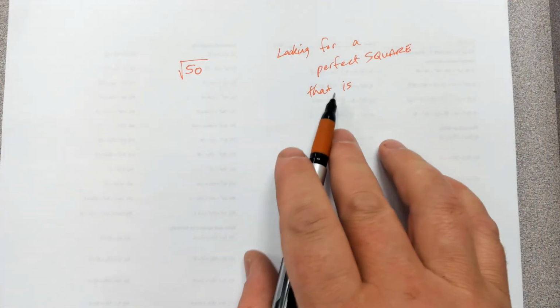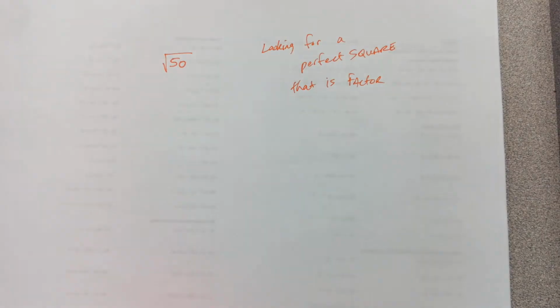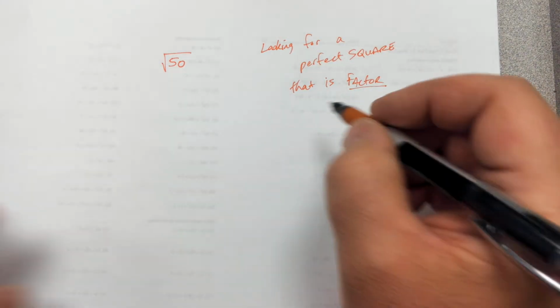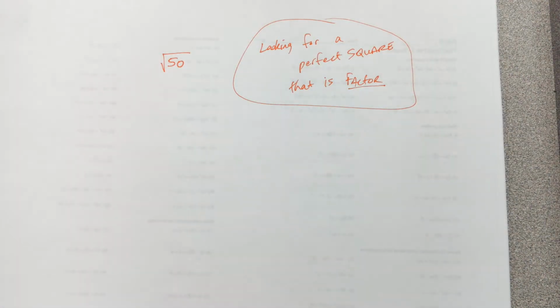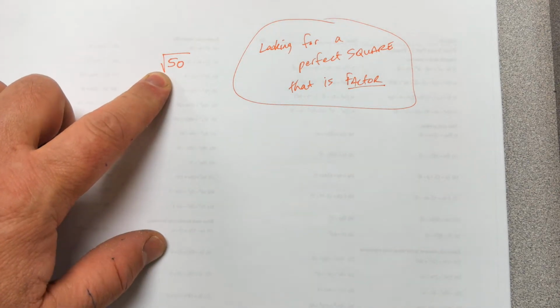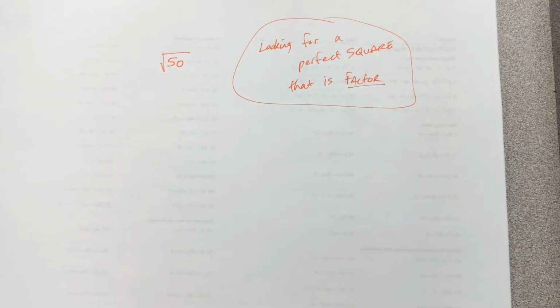We are looking for a perfect square that is a factor of that. Do you see? So what we actually have to do is factor 50. That's what we're doing right here. So make sure you understand what we're looking for first, and I'll tell you how to do it. That's not a perfect square, so we're looking for the biggest factor of 50 that is a perfect square. That's what we're going to look for.